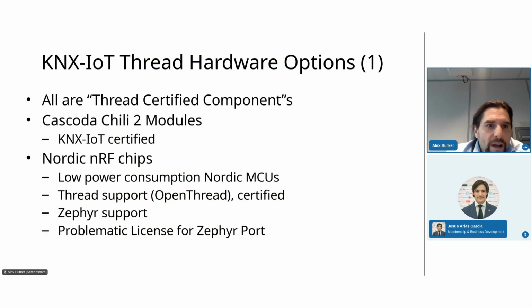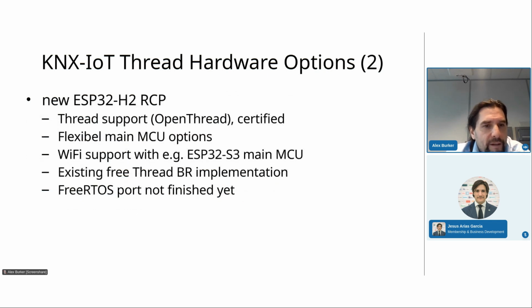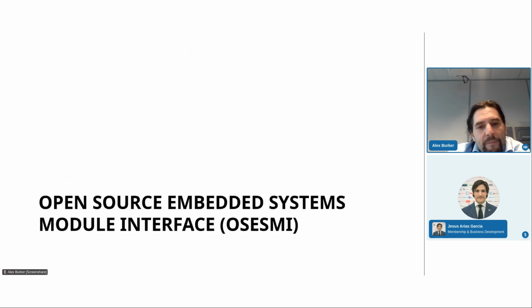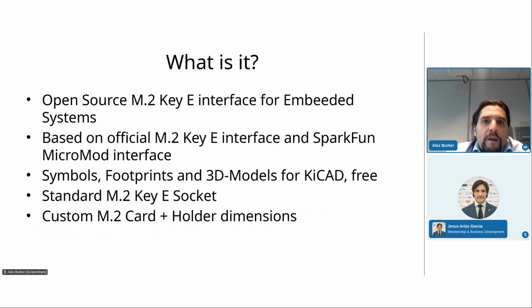For other hardware options, you have the Cascoda Chili modules, the Nordic nRF chips, and the ESP32-H2 chip, which we are going to use. So that we can use that, we need to implement it in our system. I did an implementation for such a module and called it the Open Source Embedded Systems Module Interface. It will be free, it's open source, and it's based on the M.2 Key E interface.